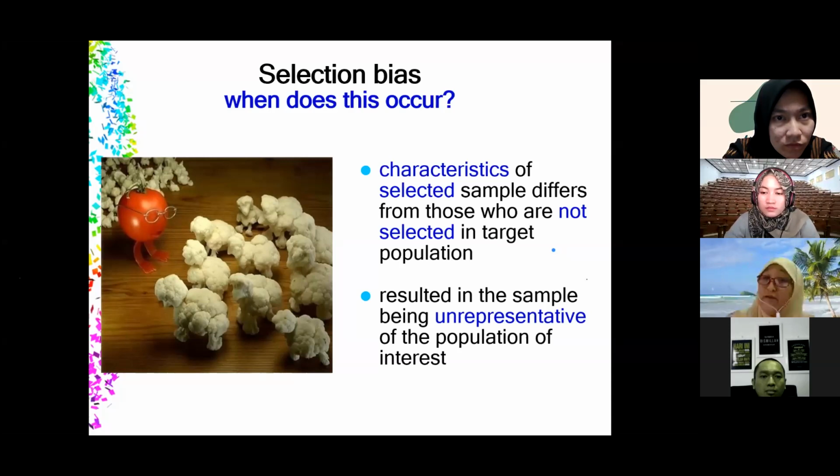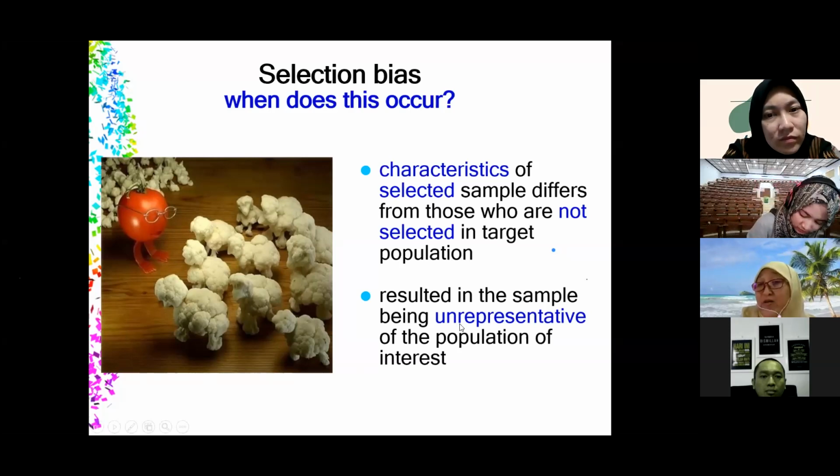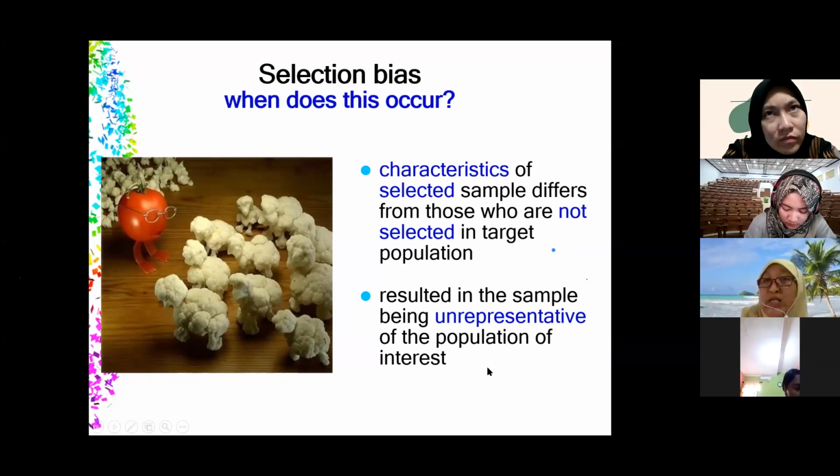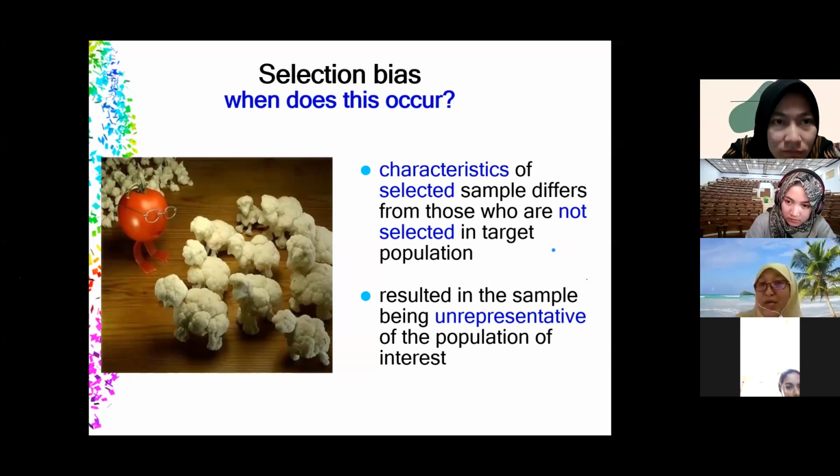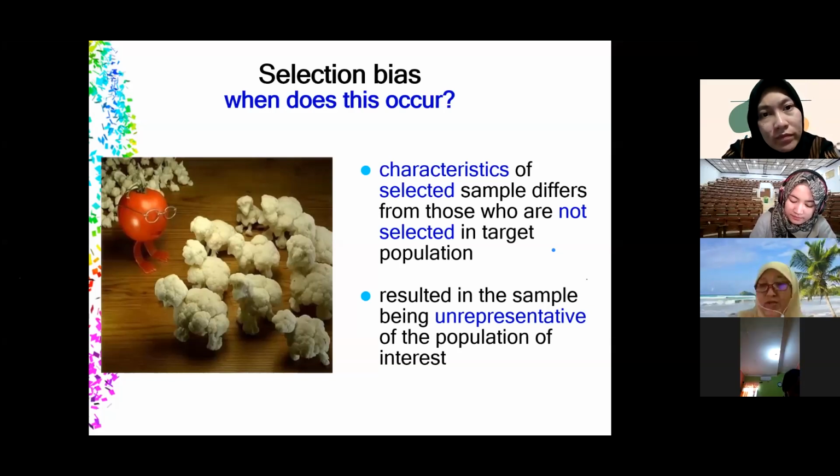So whatever result that the paper have from that study, it will actually result in a sample that is unrepresentative of the population of interest. Ia bukan mewakili population of interest pun. So we need to avoid selection bias. So in a good paper, when we read a good paper, they will tell you how they address selection bias.